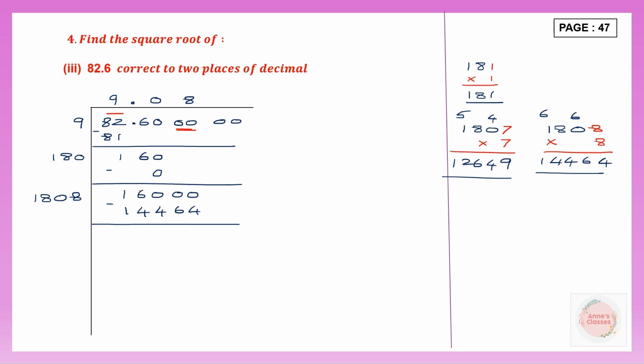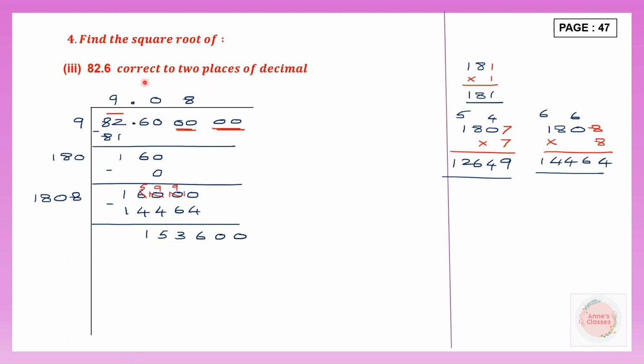So here we have to borrow from 6. 10, which becomes 9, 10, 9, 10. So 10 minus 4 is 6, 9 minus 6 is 3, 9 minus 4 is 5, 5 minus 4 is 1. Now we bring down the next pair of zeros. So we have 2 more zeros.